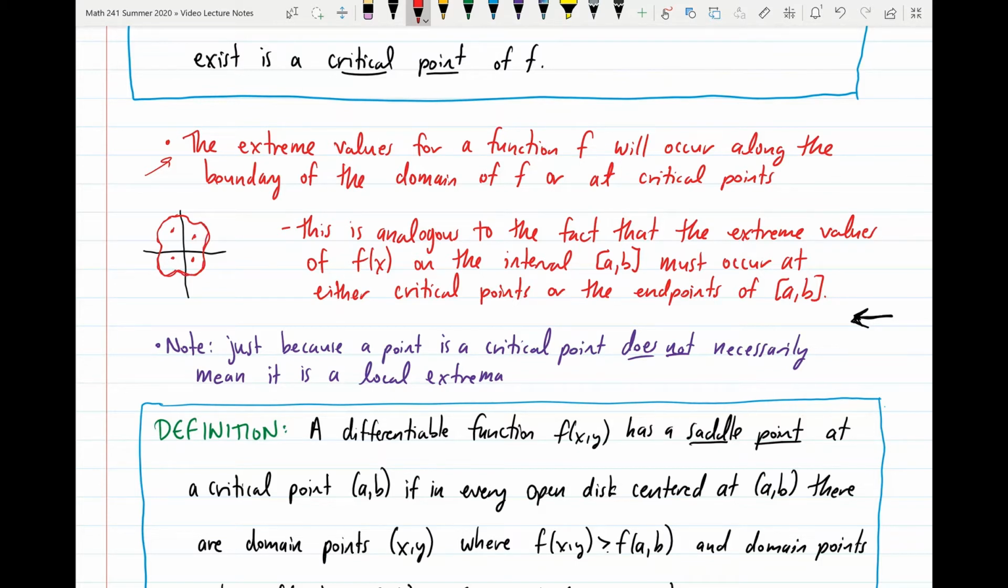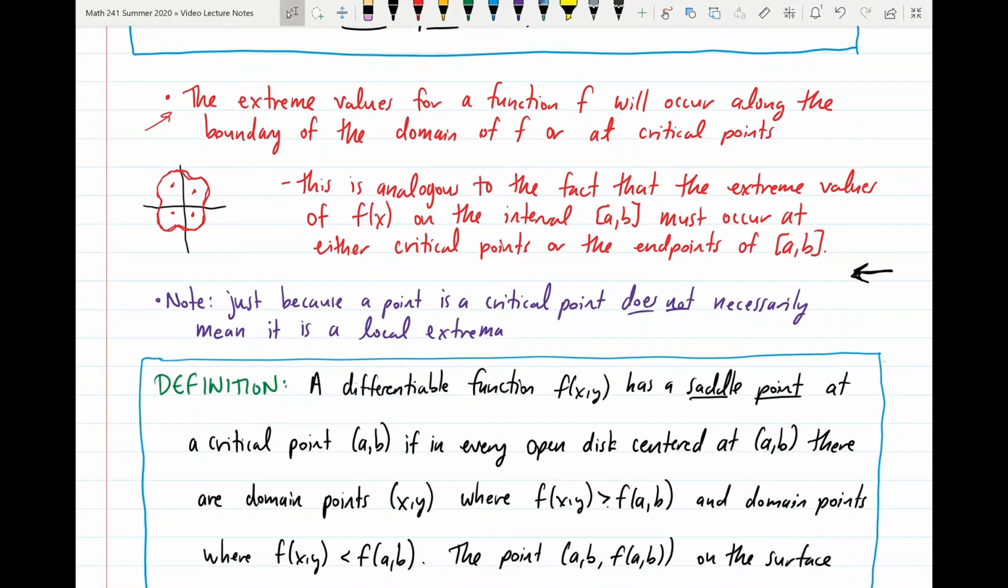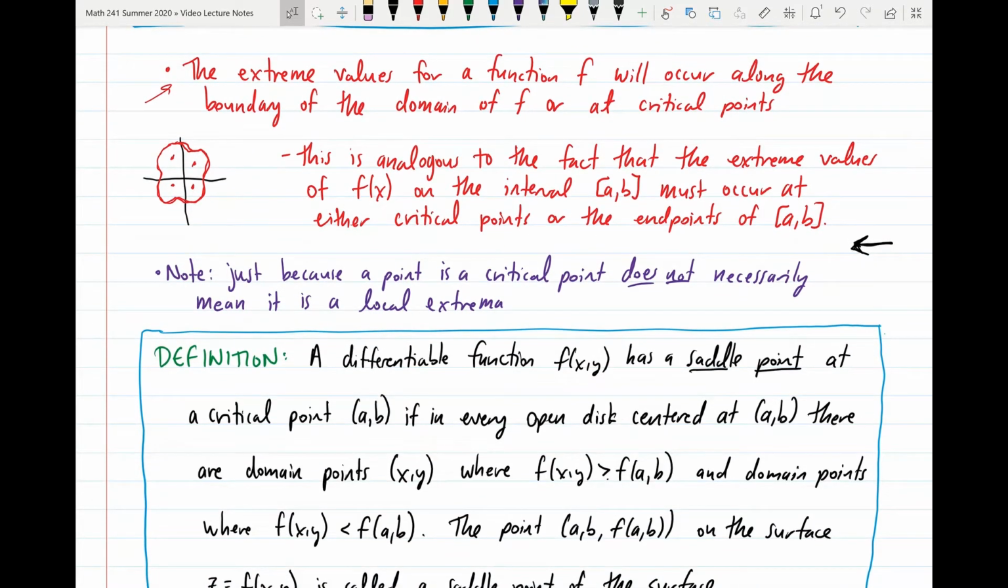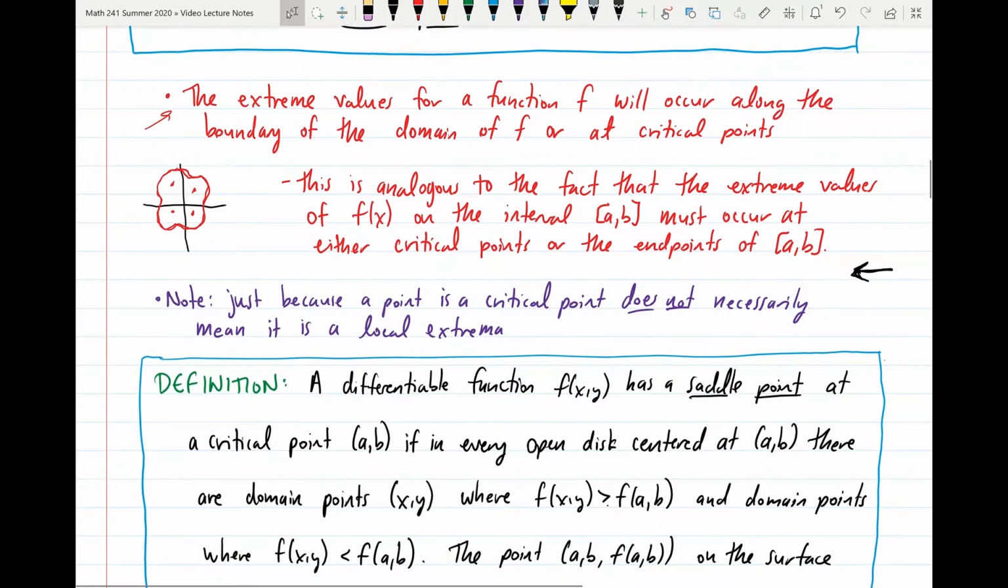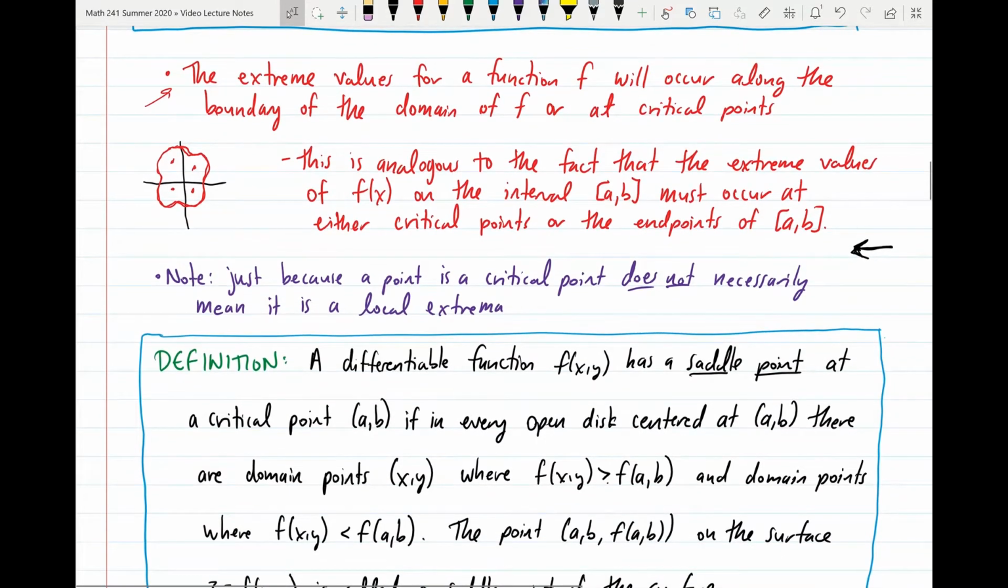So this is an important fact when we're talking about a closed bounded region. So this is analogous to the fact from Calc 1 that the extreme values of a function f of x on the closed interval from a to b must occur at either critical points inside of the interval from a to b or at the endpoints of the interval from a to b. And hopefully you're familiar with this now because again, this was an important part of question, I think, 11 on exam 1, where we had to find some extrema for the speed function.